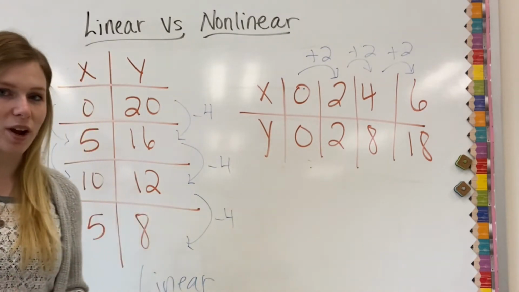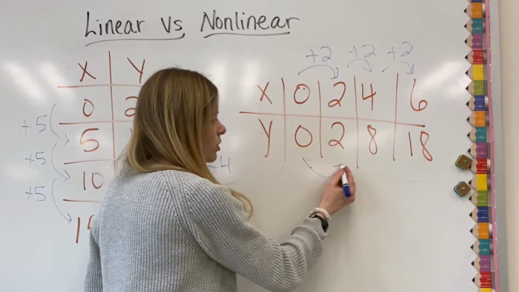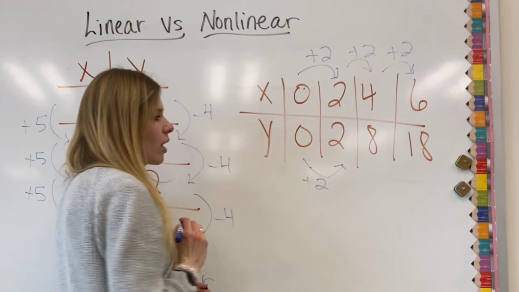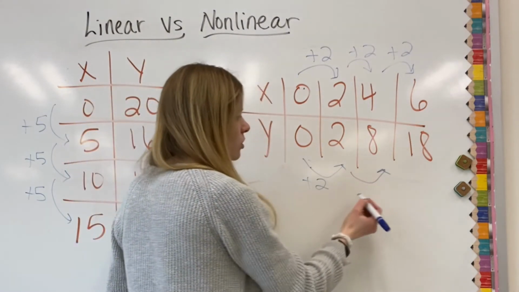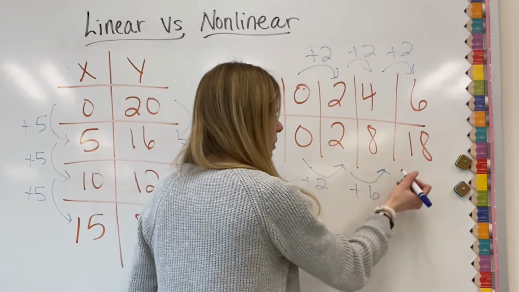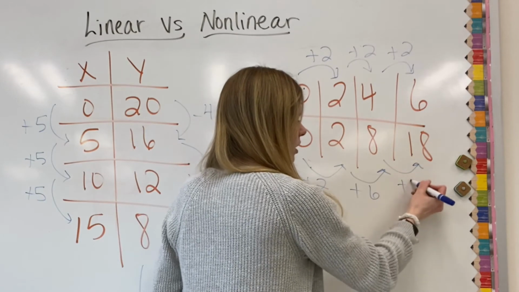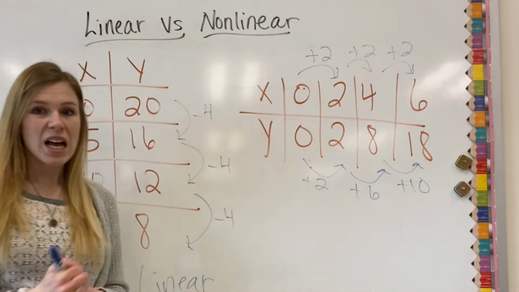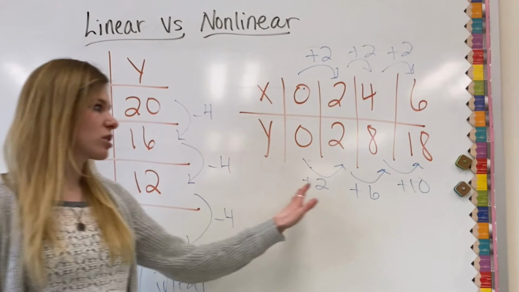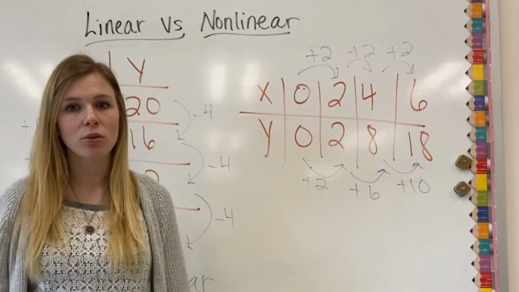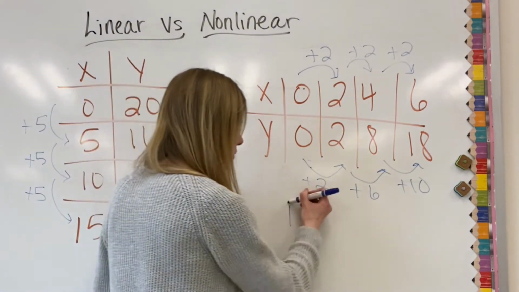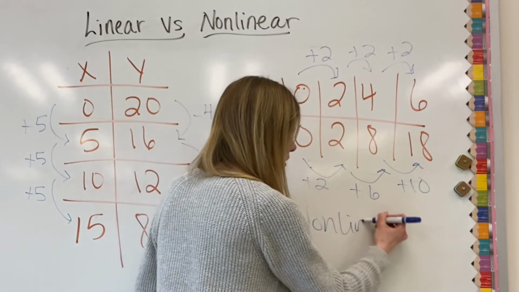We have to check the range. Going from 0 to 2, I increase by 2. 2 to 8, I increase by 6. 8 to 18, I increase by 10. I do not have a constant rate of change. I am increasing by different numbers on the range. So this one, because of the range, is nonlinear.